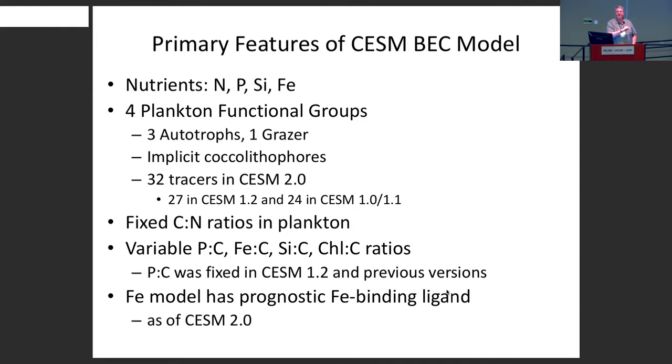This leads to 32 tracers in our ocean model as of CESM2. In earlier versions of the model, we used a slightly less complicated version, which had fewer tracers. Some of the aspects of where we try to simplify the model is that we assume a constant ratio of carbon to nitrogen in these plankton, which is not entirely in alignment with observations, but it simplifies and reduces the number of tracers in our model. We have variable ratios of phosphorus to carbon, iron to carbon, silica to carbon, and chlorophyll to carbon. And there's a sophisticated representation of iron in the model.